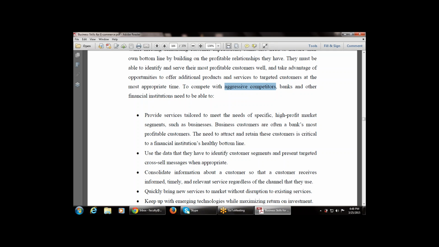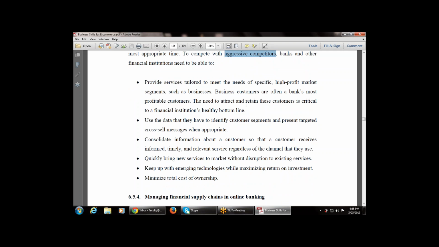So what type of facilities are available? What is the role? First of all, the bank has to provide services tailored to meet the needs of specific high-profit market segments. Then use the data they have to identify customer segments and present targeted cross-sell messages when appropriate. Then consolidate information about a customer, so that a customer receives informed, timely and relevant service regardless of the channel they use.